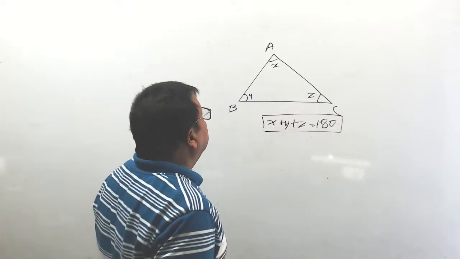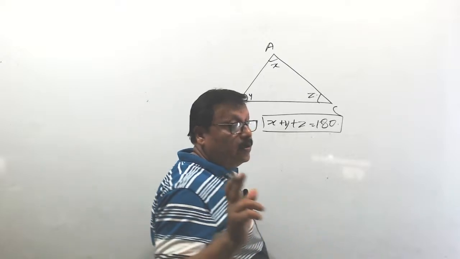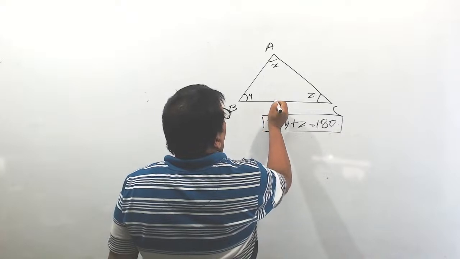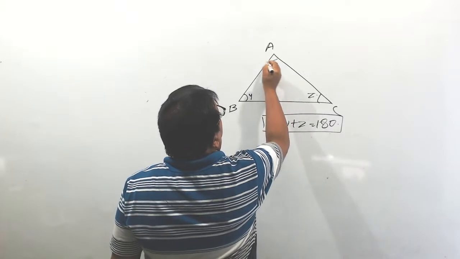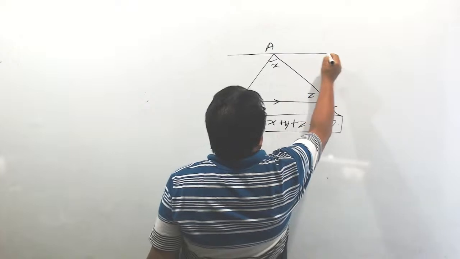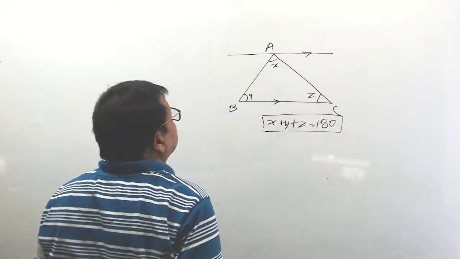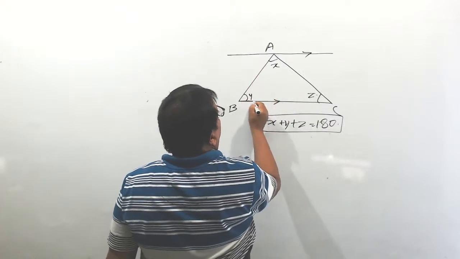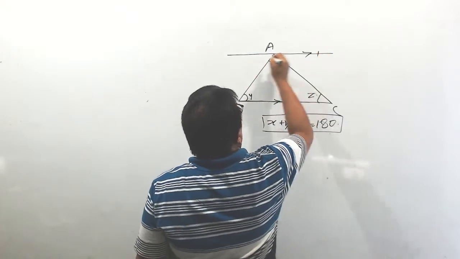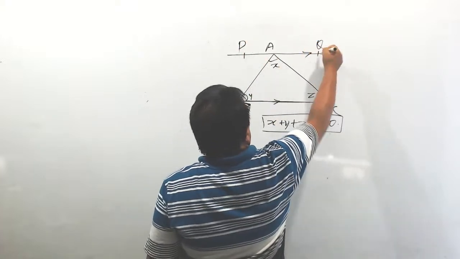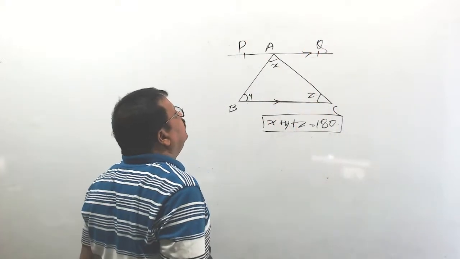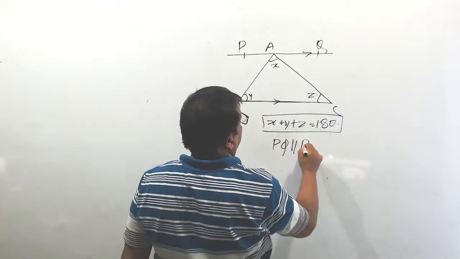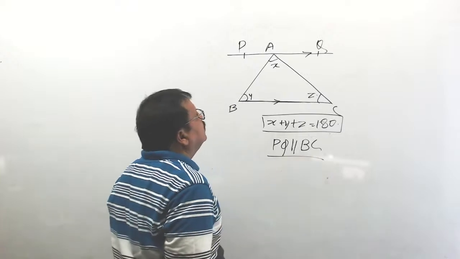How will you prove? Do one thing, one small construction. That means parallel to the line BC, draw a line through A. Okay, draw a line through A. Parallel to BC. That means the line BC, say it is PQ. The line PQ, PAQ parallel to BC. PQ parallel to BC. Okay.